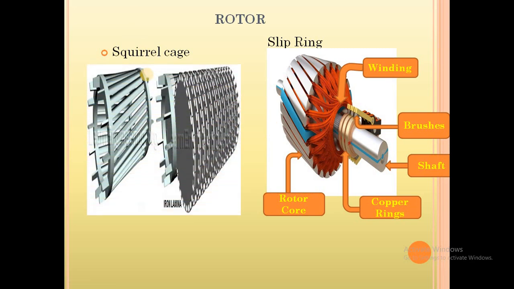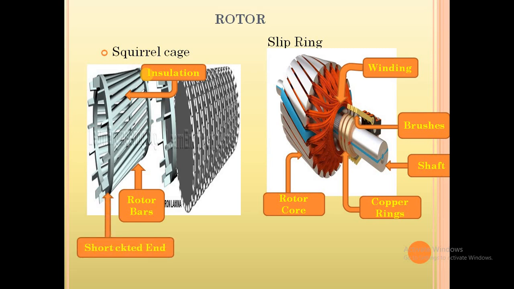So squirrel cage, why is the name given as squirrel cage? We'll see. The rotor bars are there. Between the rotor bars there will be insulation, preferably mica insulation, and at both ends the rotor bars are short circuited. Here you can see these are the rotor bars. Normally aluminum rotor bars are preferred instead of copper. Why? Because aluminum is light in weight and cheap in cost.